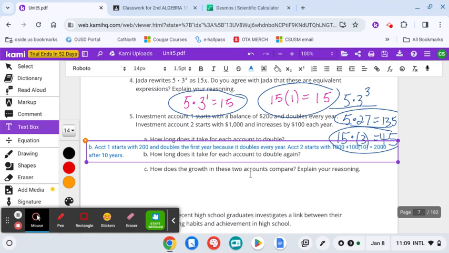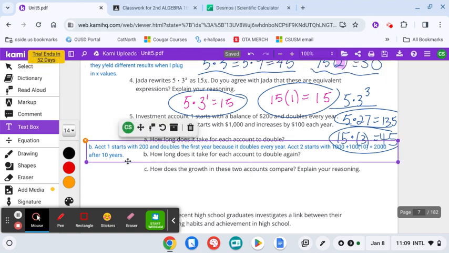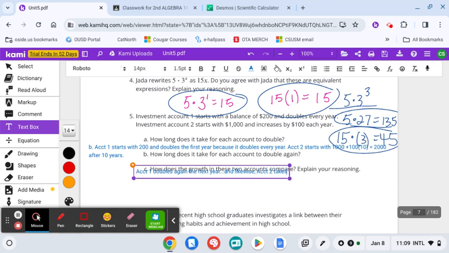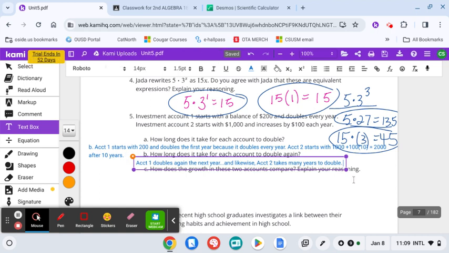How long does it take for each account to double again? So account 1 doubles again the next year. And likewise, account 2 takes many years to double. So let's see how many. So we've got this 2,000. We want to know when it makes 4,000. So I need to add 100 how many times?